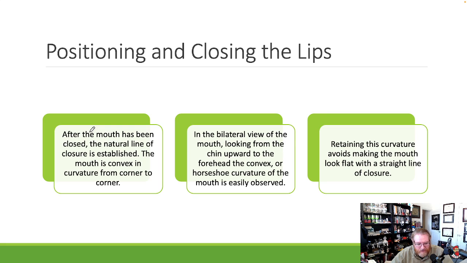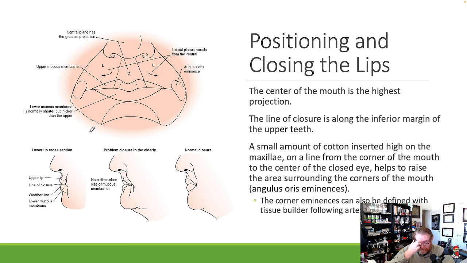After the mouth has been closed, the natural line of closure is established. The mouth is convex in curvature from corner to corner. In the bilateral view of the mouth looking upward from the chin towards the forehead, the convex or horseshoe curvature of the mouth is easily observed. Retaining this curvature avoids making the mouth look flat with a straight line of closure. The center of the mouth is the highest projection. Again, the line of closure is along the inferior margin of the upper teeth.